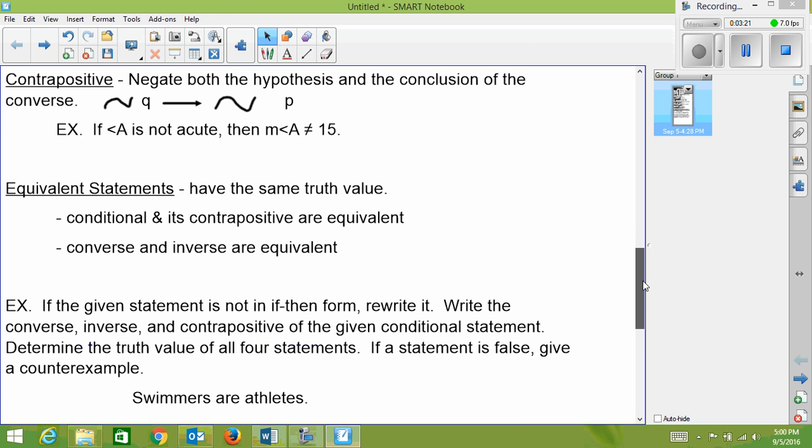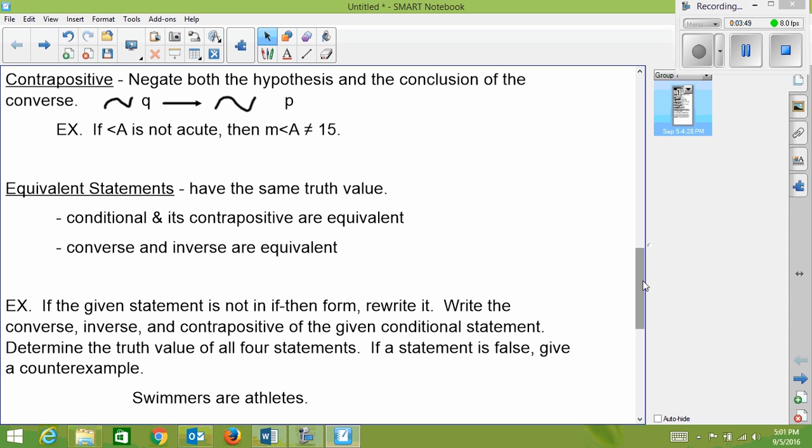Here is one example. If the given statement is not in if-then form, rewrite it. Write the converse, inverse, and contrapositive of the given conditional statement, and determine the truth value of all four statements. And then if a statement is false, you have to give a counterexample to it. Now there's a lot going on there. Just take one piece at a time. The first thing is, look at the statement that is given.